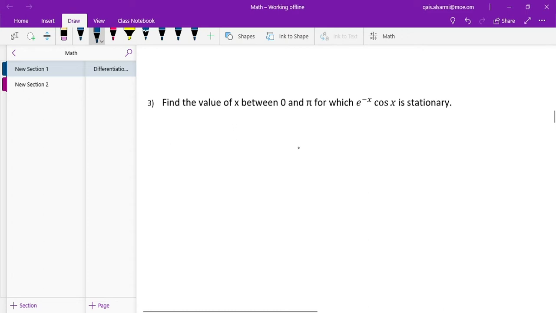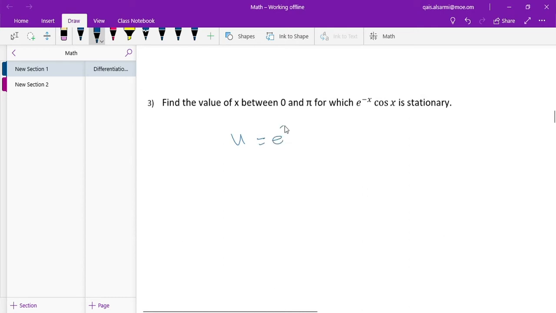Find the value of x between 0 and pi, for which e power negative x cosine x is stationary. It is the same idea as we said before, but here he rephrased the question. The answer, the values of x, must lie between 0 and pi. Type. Are we going to change the domain here? No. Why? Look, it is e power negative x cosine x, x and here x, so they are identical. There is no change.